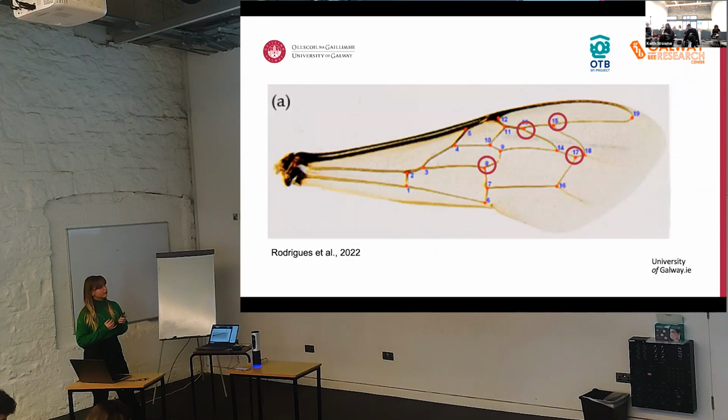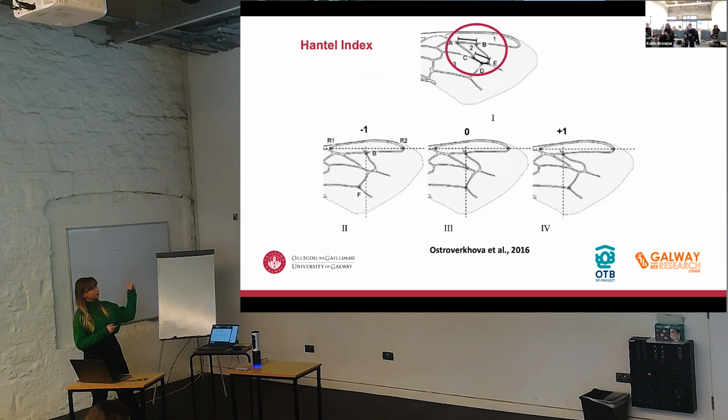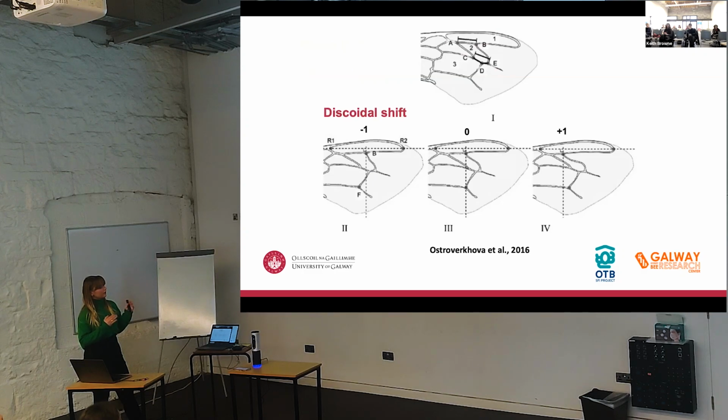These go on to form the cubital index, the Hansel index, and the discoidal shift angle. The cubital index is just the measurement of points C, D to D, E, and it's a division of those 2 measurements. The Hansel index is the difference between points C and E divided by points A, B in the radial cell at the top of the forewing. And the discoidal shift angle is the degree of offset at the perpendicular junction between the radial cell at the top of the forewing and the cubital 3 cell.